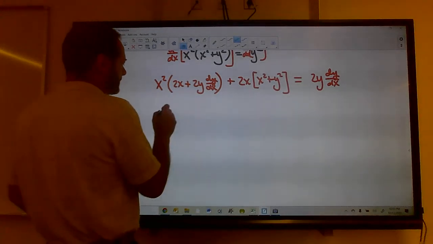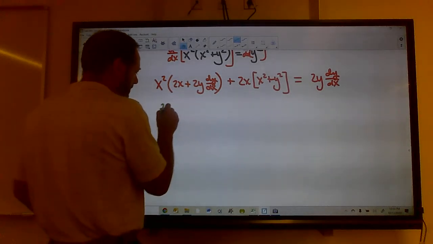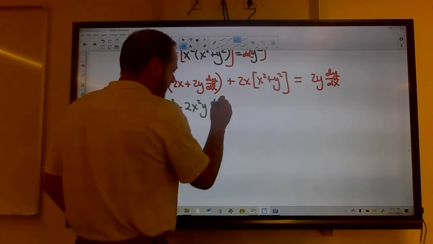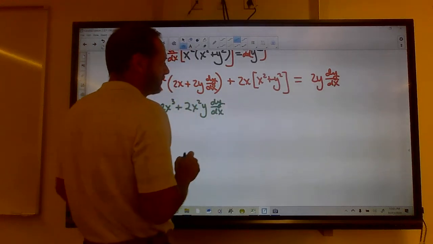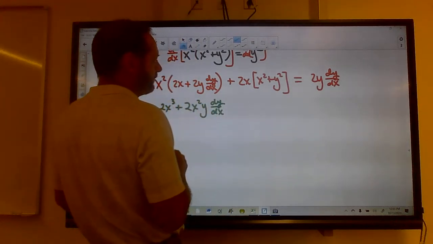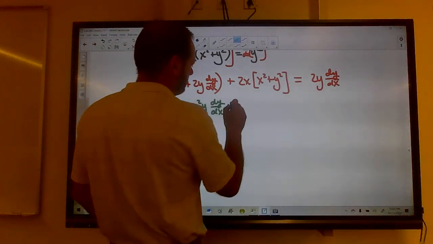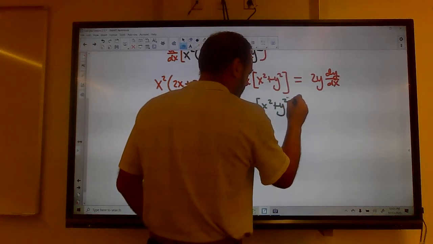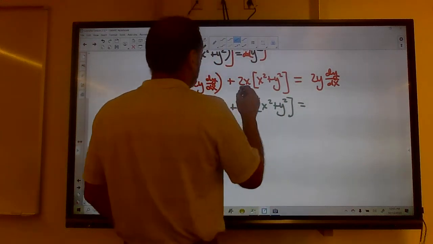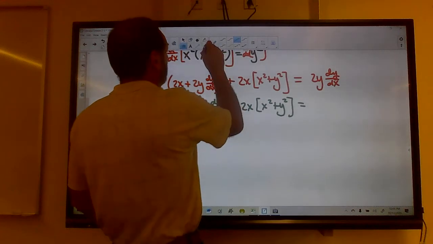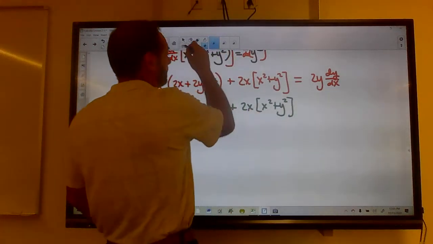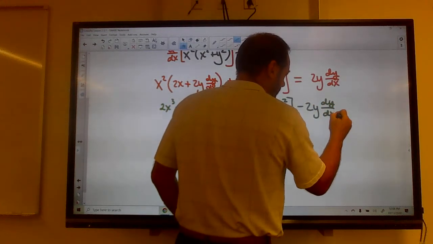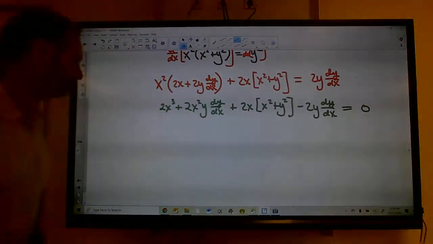Okay, let's distribute this. So this is going to be 2x cubed plus 2x squared y dy dx. Do I need to distribute that? I really don't. So we'll just leave this like this. And while we're at it, let's just move this over here, and we'll leave 0 on that side.